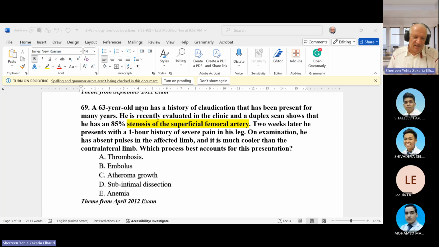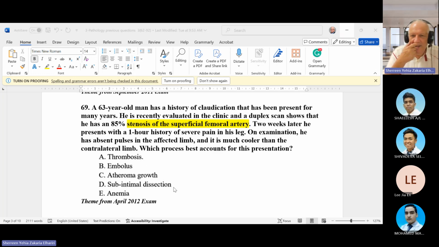So this patient has no AF. So what happened to him is thrombosis. This is a case of thrombosis, most probably due to atherosclerosis. Okay, so this is thrombosis, not embolus.